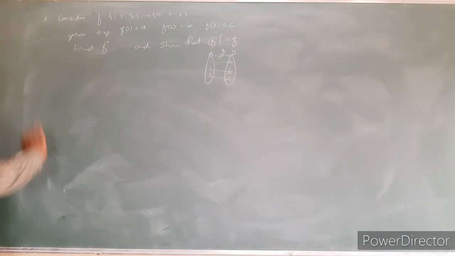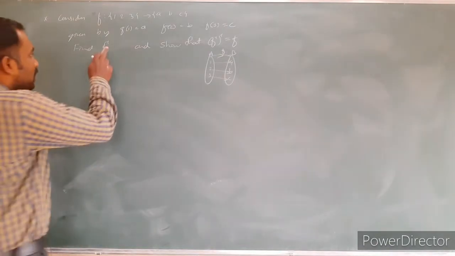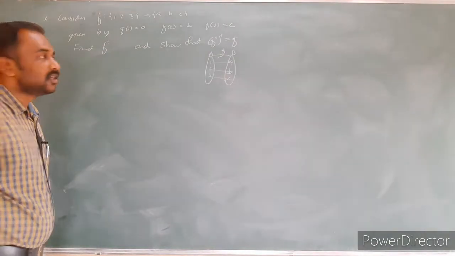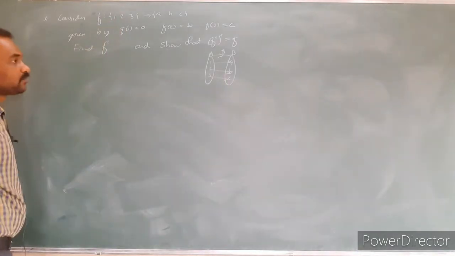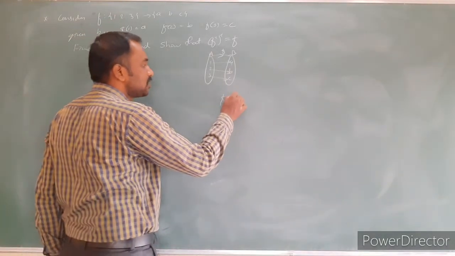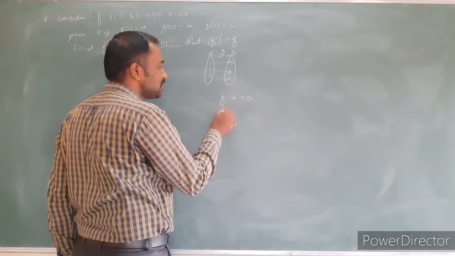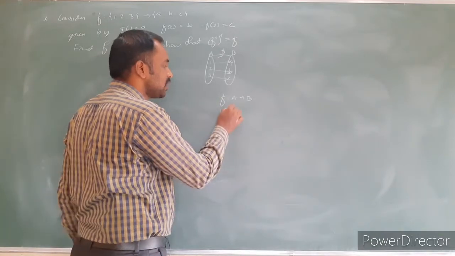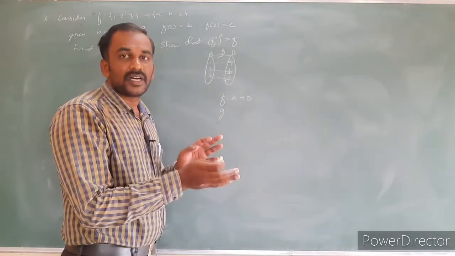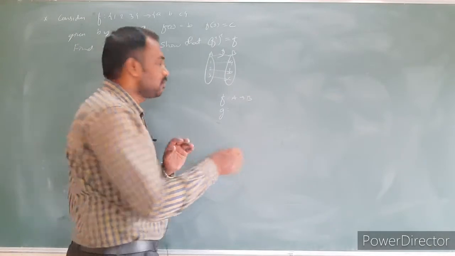That inverse we need to find. How to find the inverse of this function? F is already given. Suppose F is a function from A into B. What is the inverse function? That I denote as G. While taking the inverse, the domain and the codomain will be interchanged.